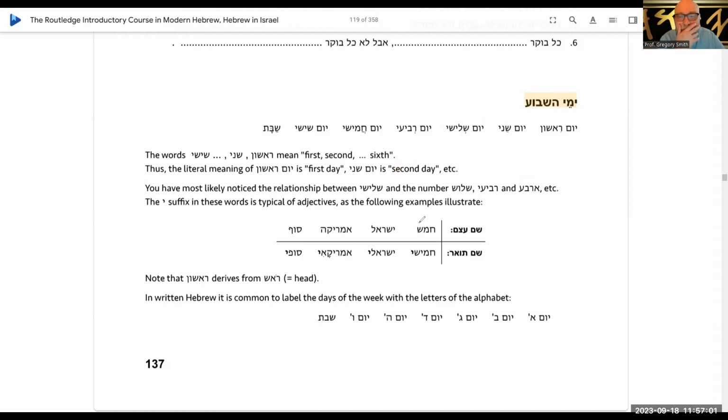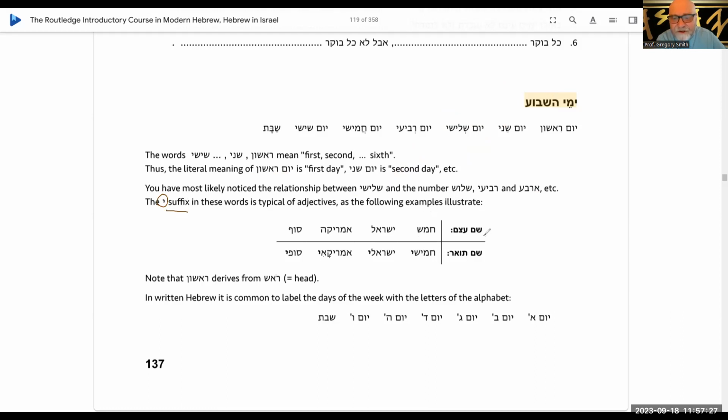All right, this looks like a little comma kind of thing, or it's not a comma. There's a word for it in English, but basically it lets you know that it's a suffix, and in these words it is typical of adjectives, as the following examples illustrate.